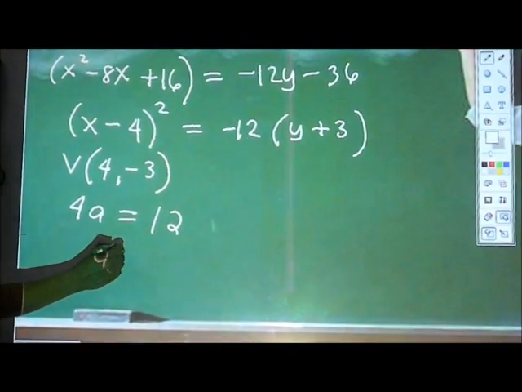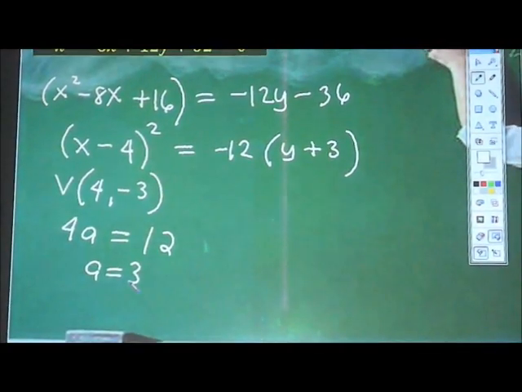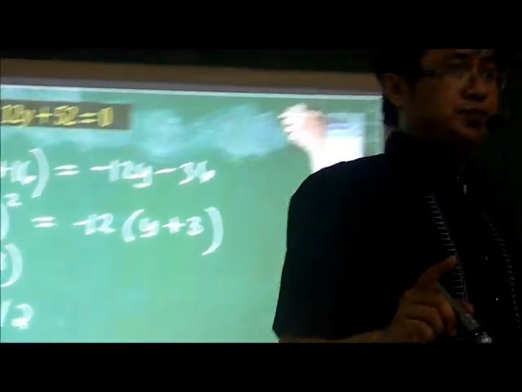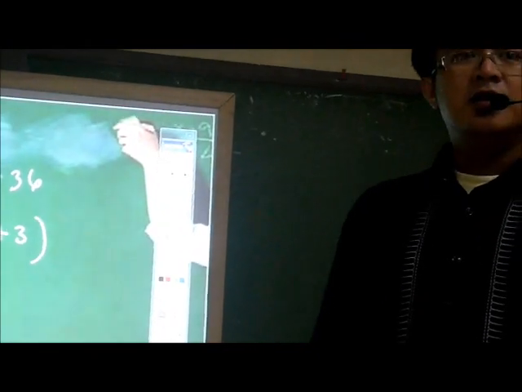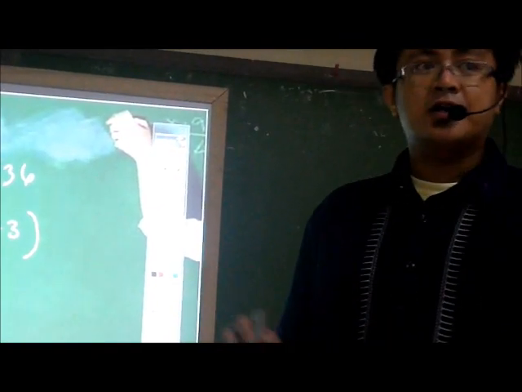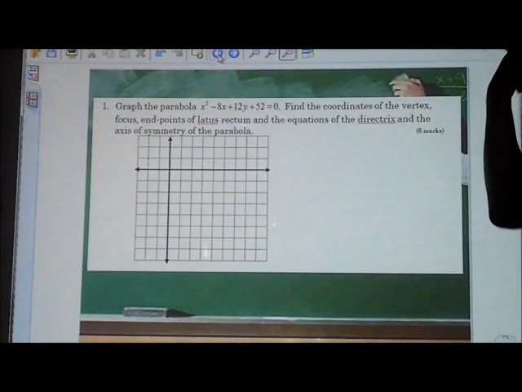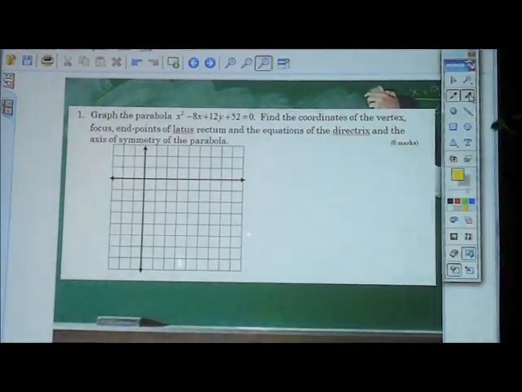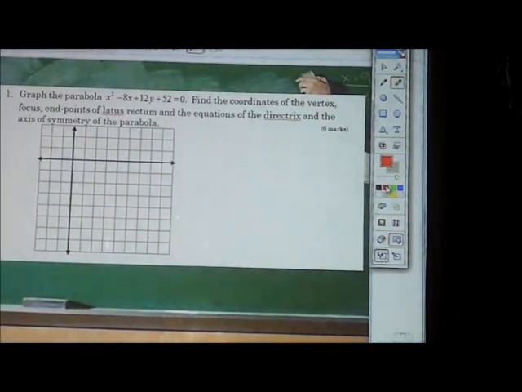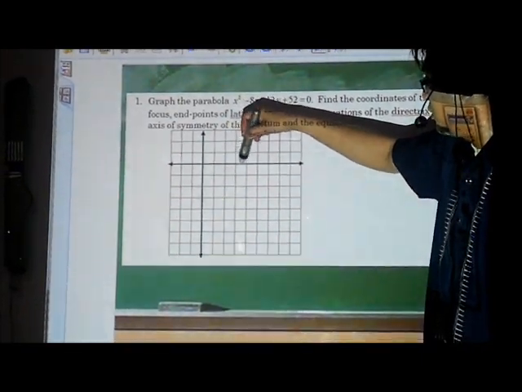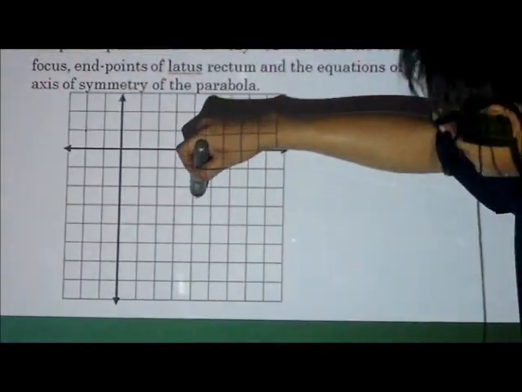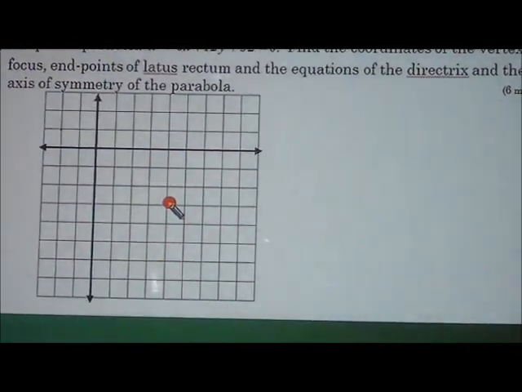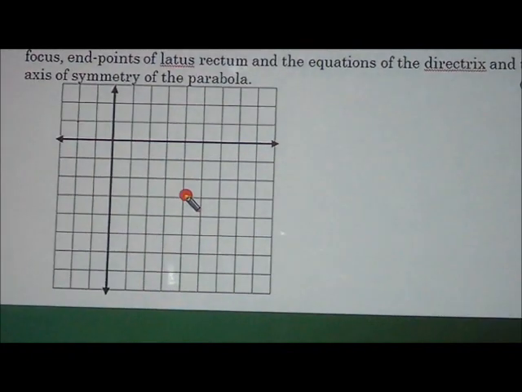Now what is a? Dividing it by 4, we get a is equal to 3. Remember, we define a as the distance between the vertex and the focus, and the vertex and the directrix. Okay, let's go. The vertex. Where's 4, negative 3? 1, 2, 3. Somewhere here. There. Then, it's opening downward.